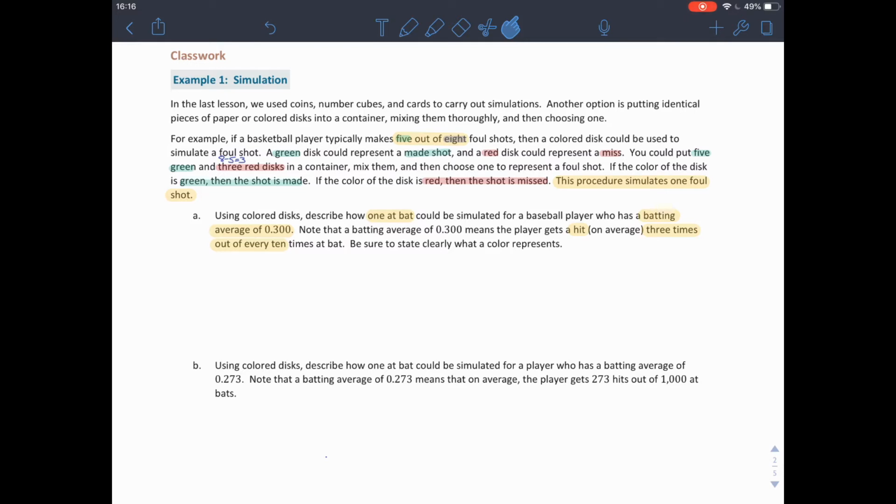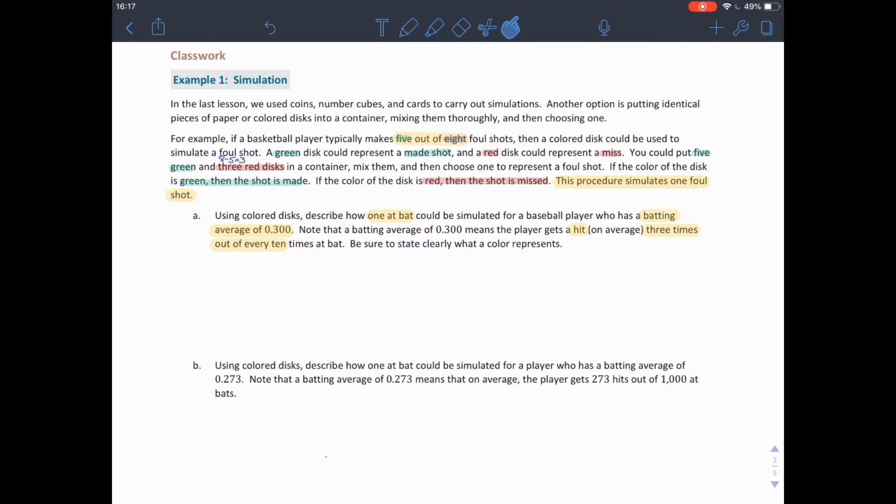So for example, if a basketball player typically makes 5 out of 8 foul shots, then a colored disc could be used to simulate a foul shot. A green disc could be if they make the shot, a red disc could be if they miss. So you could put 5 green and then 3 red discs into a container, since there were 8 total and they make 5, so 3 would be the miss. And if we mix them up and choose one, that could represent a foul shot. If it's green, then that means we make it, and if it's red, then we missed. So this just simulates one foul shot.